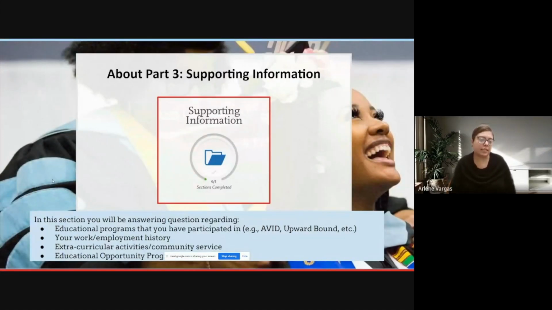So this section is part 3 of the application, and this is supporting information. In this section, this is where you're going to be answering questions regarding any educational programs that you participated in during high school, such as AVID or Upward Bound. Or it may be different depending on whether or not you attended a different high school. And any work or employment history, any extracurricular activities or community service, as well as the educational opportunity program application. That is also a part of this section of the application.